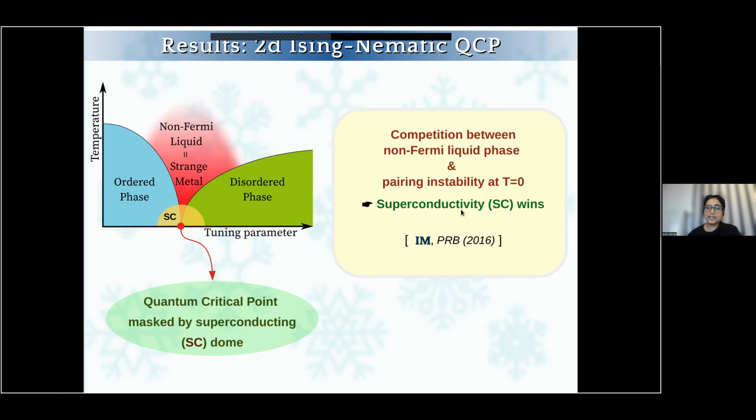Next, I decided to look at the competition between the non-Fermi liquid phase and the pairing instability at 0 temperature. And my results showed that superconductivity always wins. And this explains why generically in experiments, we do not see a naked quantum critical point, but we always see a superconducting dome hiding it.